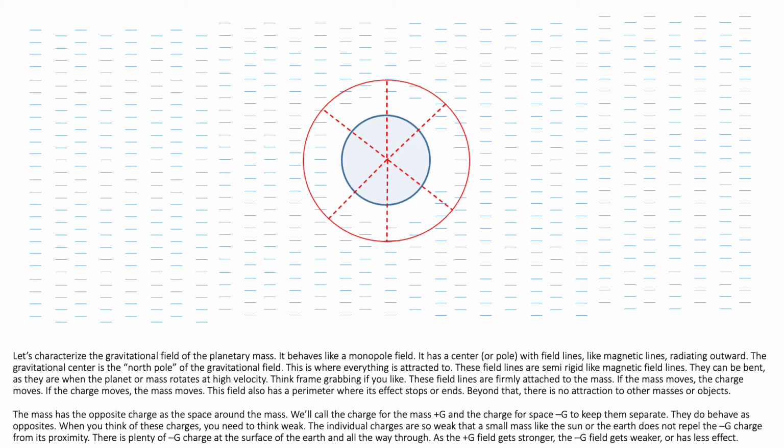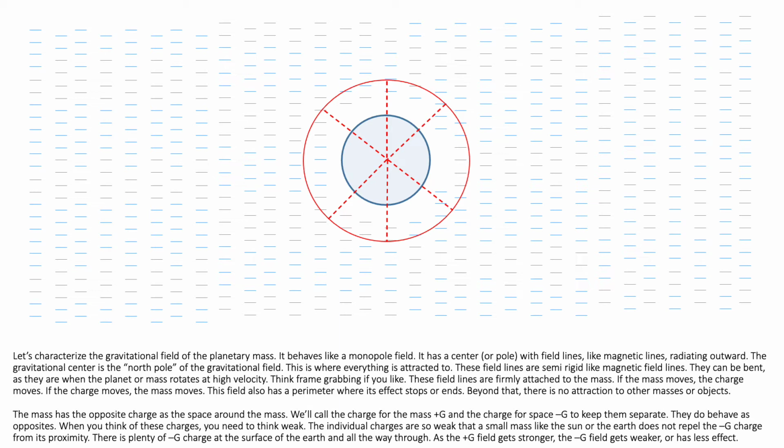They can be bent, as they are when the planet or mass rotates at high velocity. Think frame grabbing if you like. These field lines are firmly attached to the mass. If the mass moves, the charge moves. If the charge moves, the mass moves. This field also has a perimeter where its effect stops or ends. Beyond that, there is no attraction to other masses or objects.